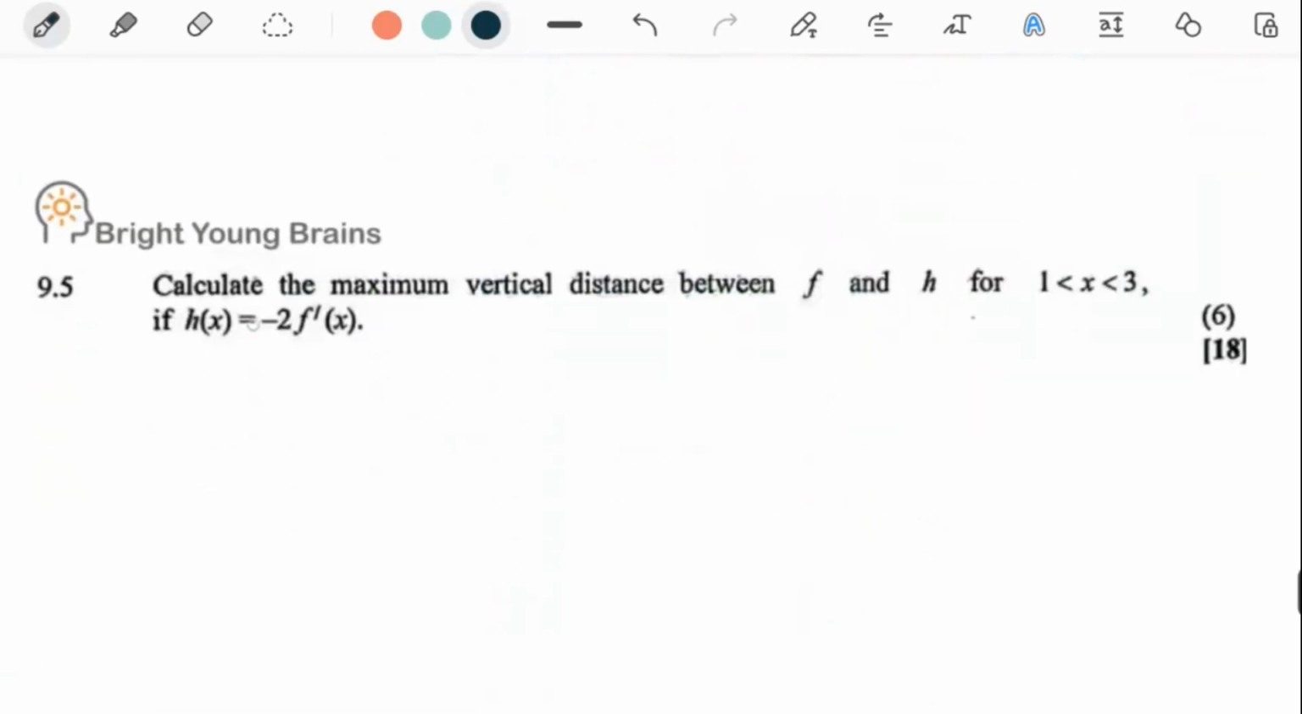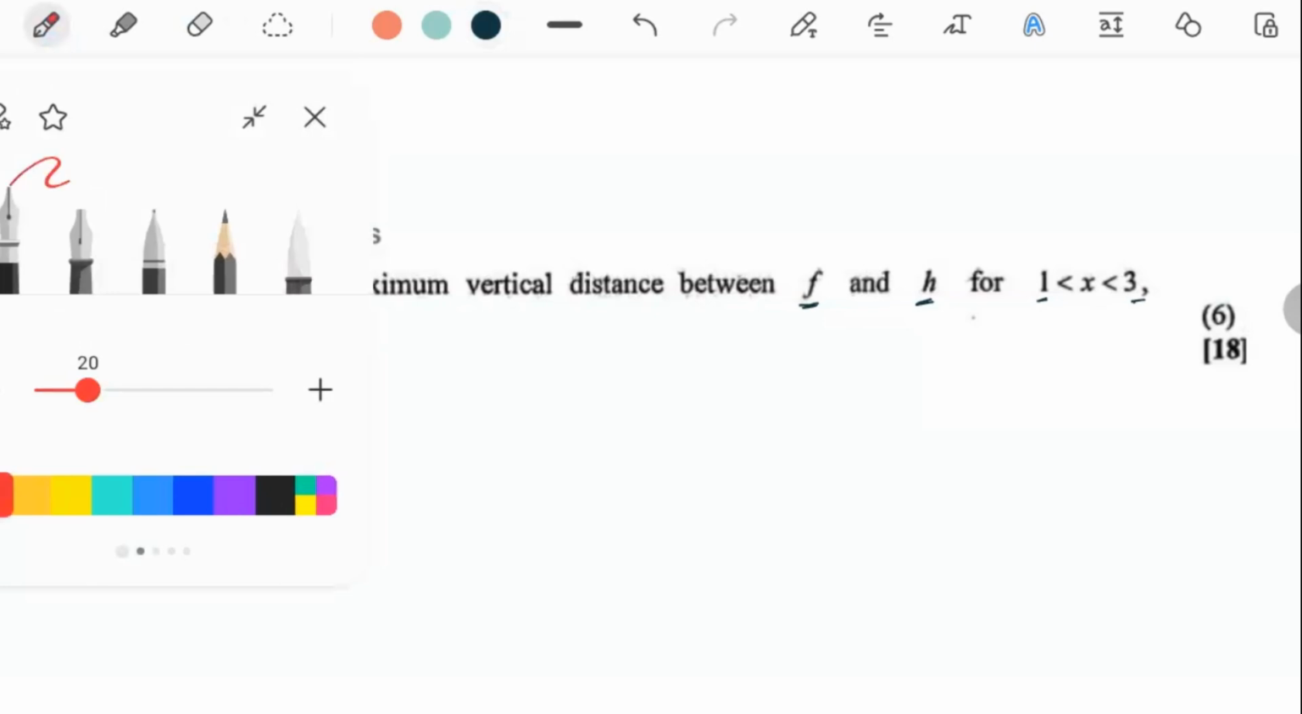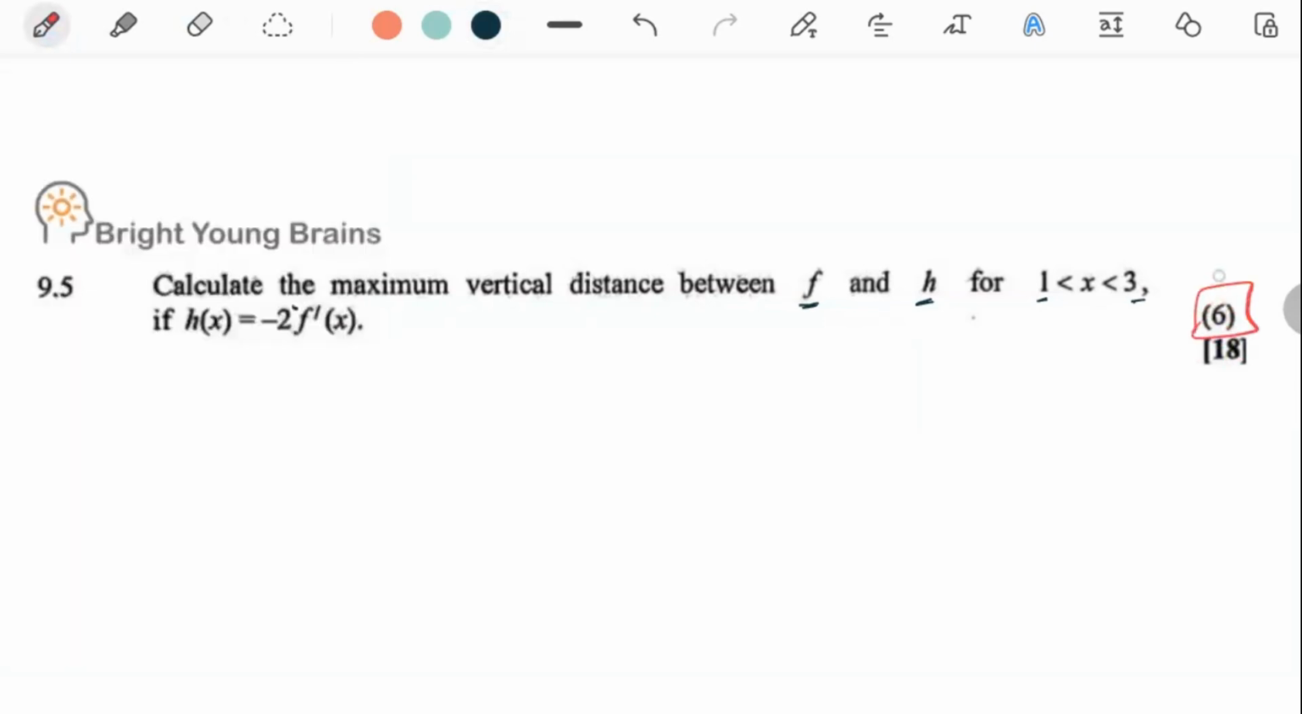9.5 says the following: Calculate the maximum vertical distance between f and h for which x is between 1 and 3, if h of x is -2 multiplied by the first derivative of f. It's a 6-mark question. Well, this is not a straightforward 6-mark question, that's for sure.